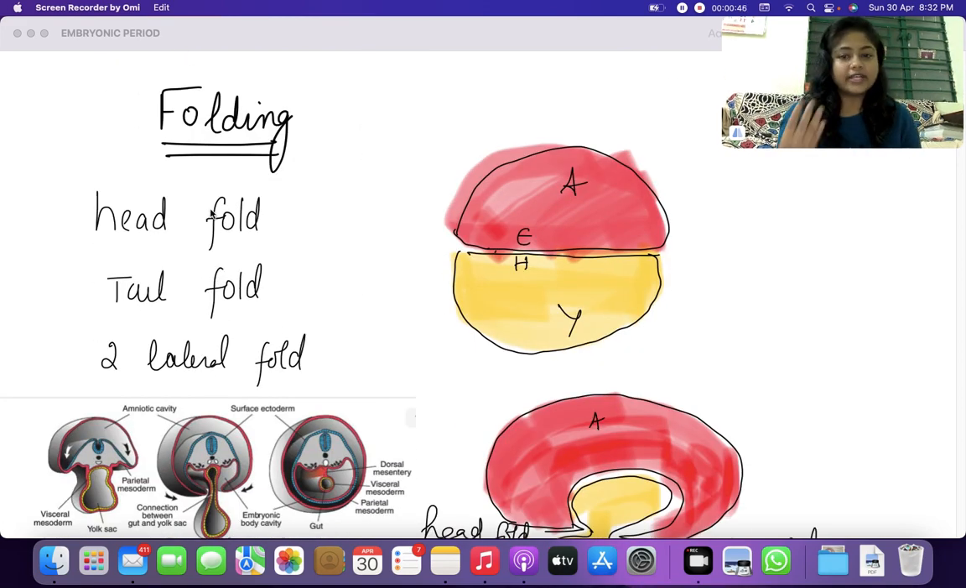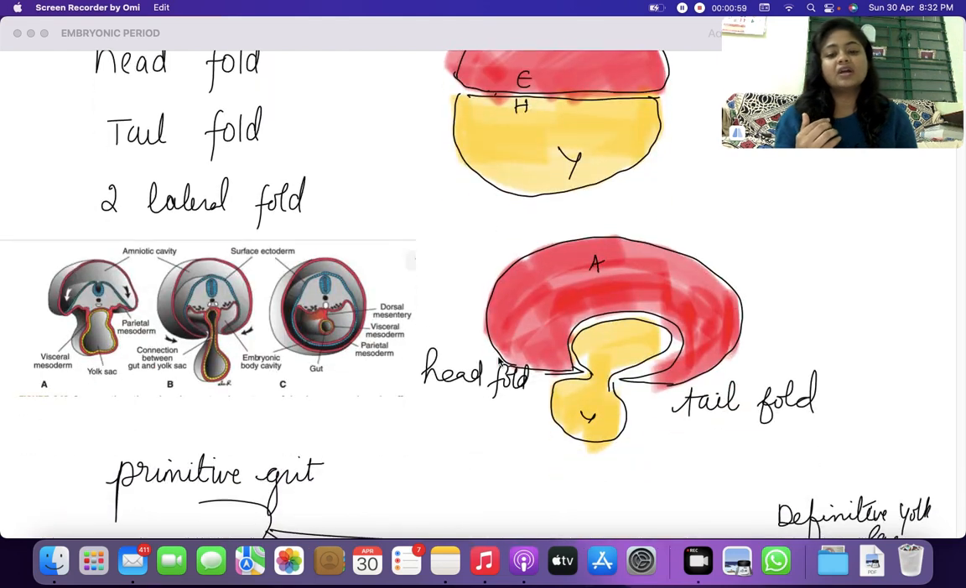So 4 foldings are happening: head fold, tail fold, and 2 lateral folds. In this image, amniotic cavity is represented in pink and yolk sac is represented in yellow, that is below the hypoblast. So head fold and tail fold are happening. Both the folds try to meet each other in the midline, as a result of which part of the yolk sac is engulfed and it is covered by the endoderm, and this will form the primitive gut.